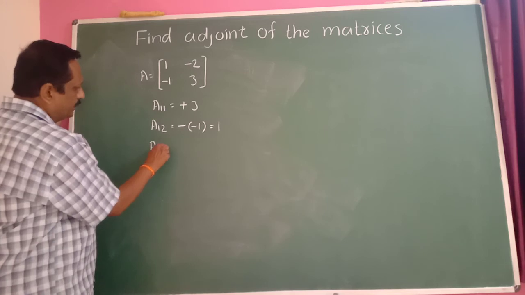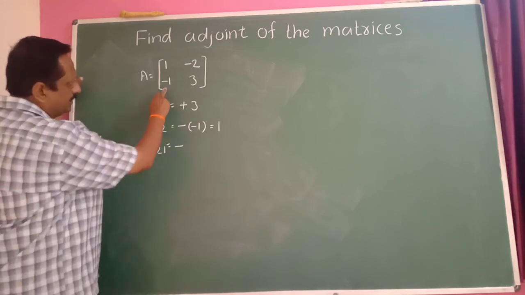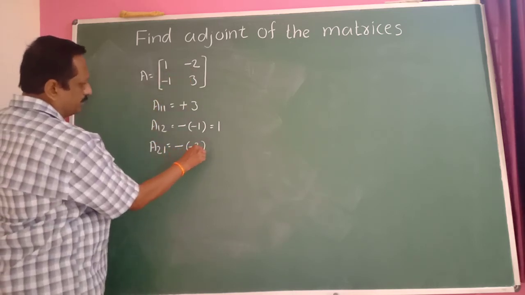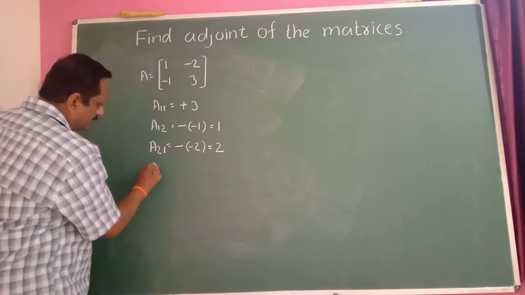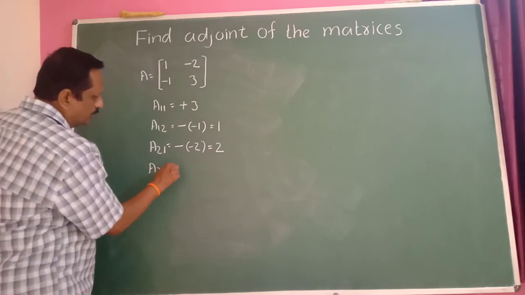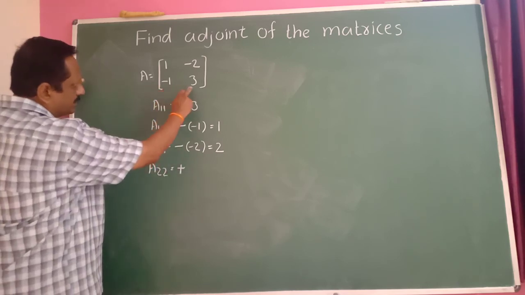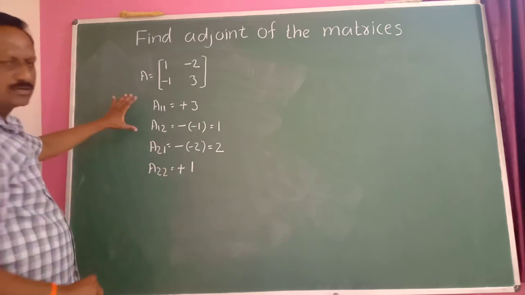Then A21: 2 plus 1 is 3, an odd number, so take the minus sign. Deleting the second row and the first column, we get minus 2. So minus of 2, minus into minus is plus 2. Then A22: 2 plus 2 is 4, an even number, so take the plus sign. Deleting the second row and second column, the remaining is 1, so write 1. These are the cofactors.